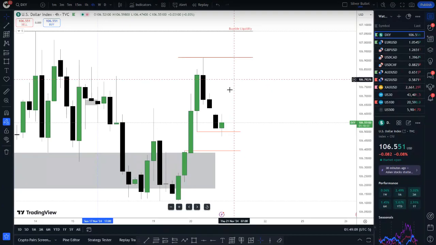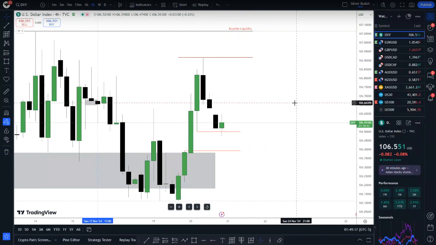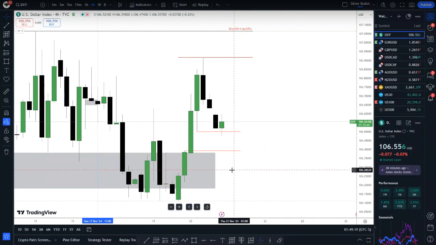Okay. So now we end this on the 4 hour chart. We are bullish to this high and this high here. The question now is how do we take advantage of this move? It's simple.